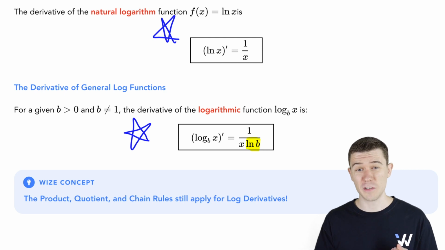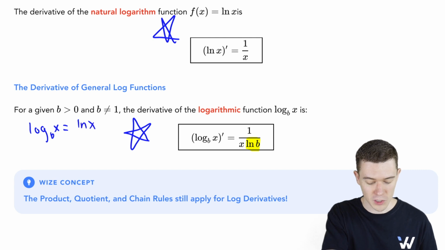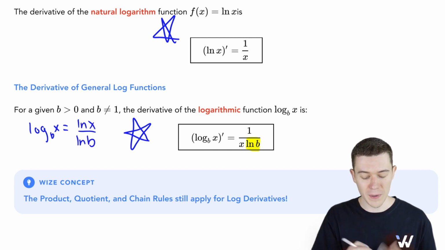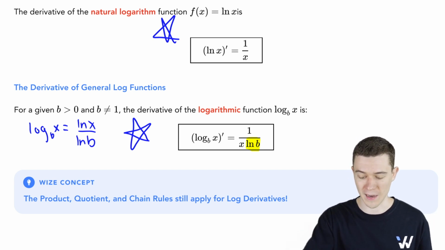This is really just the change of base formula in action, since log base b of x is the same thing as natural log x over natural log b, and we can just use that previous formula. The 1 over natural log b is just a constant, so it comes out.